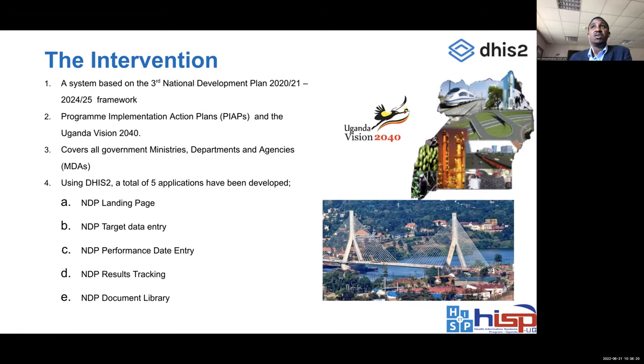The implementation methodology focused on putting in place an NDP3 M&E web-based system that is based on national documents, and some of those documents are what we are referencing here. We have the third National Development Plan that goes up to 2025, then the program implementation action plans, and also the Uganda Vision 2040, which have specific targets, like I've already mentioned. These programs really cover government ministries, departments, and agencies all over. And so we focused on putting in place five applications.